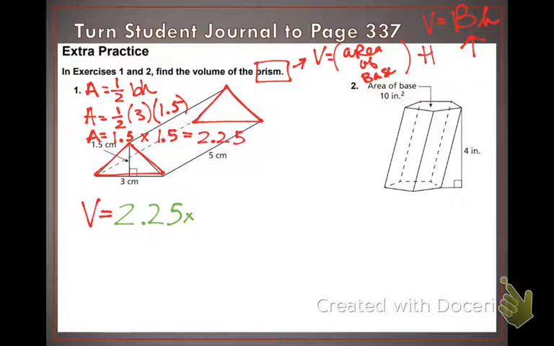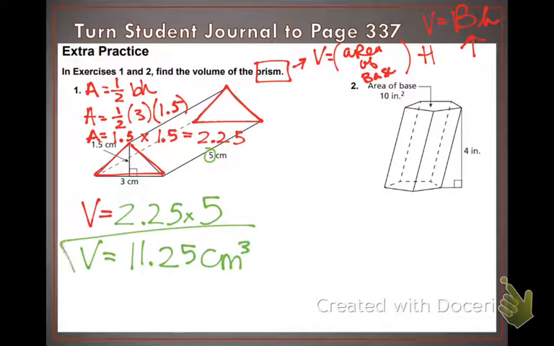Is the height always vertical? No, it's not. Stop talking. It separates the 2 bases. So what separates these 2 bases? 5. So you're going to do 2.25 times 5. 11.25 centimeters cubed. Are there any questions on this first one?